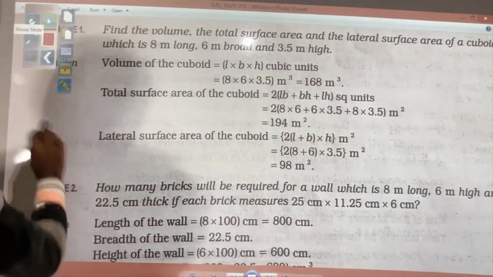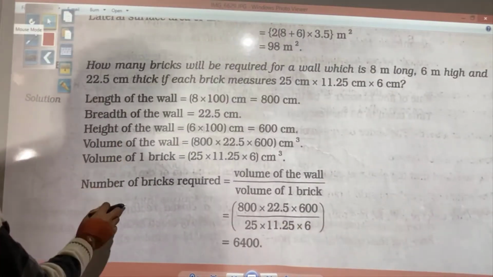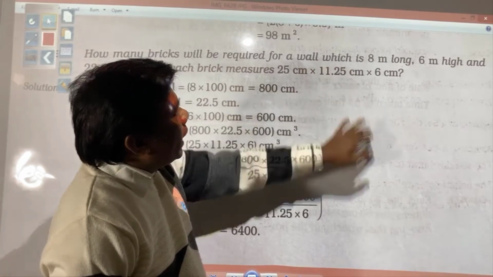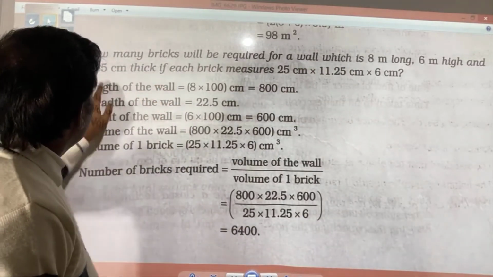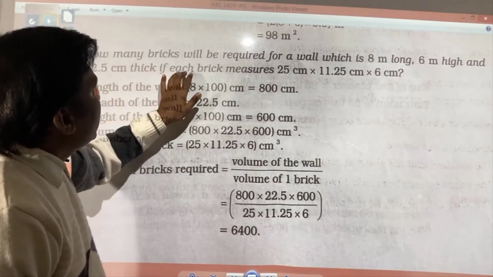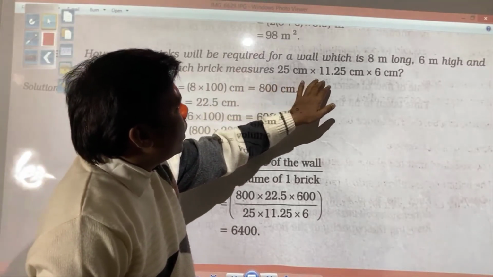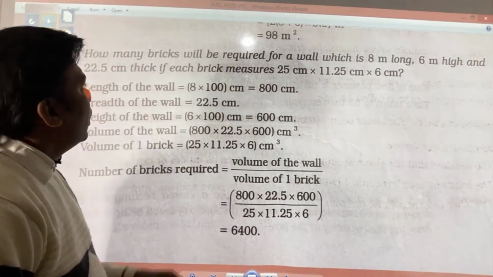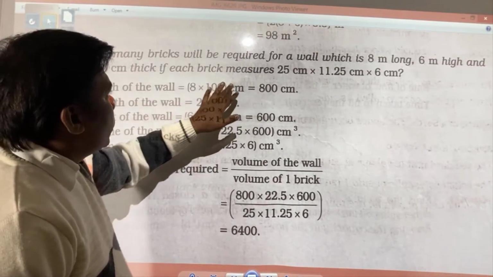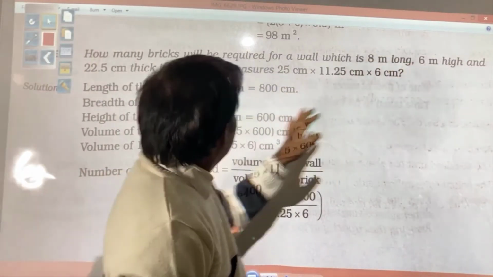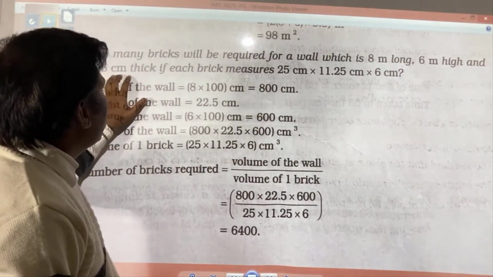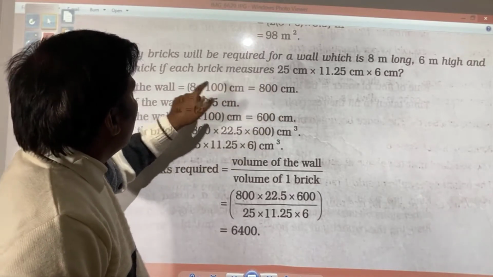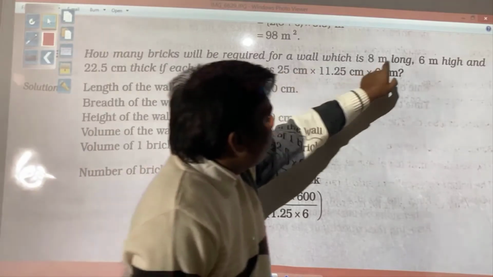So this way we have done example 1. Example 2, you see. How many bricks will be required for a wall which is 8 meter long, 6 meter high and 22.5 centimeter thick, if each brick measures 25 centimeter into 11.25 centimeter into 6 centimeter? Here you have been given 8 meter, 6 meter and 22.5 centimeter. Now what you need to know is that first of all these should be made equal.